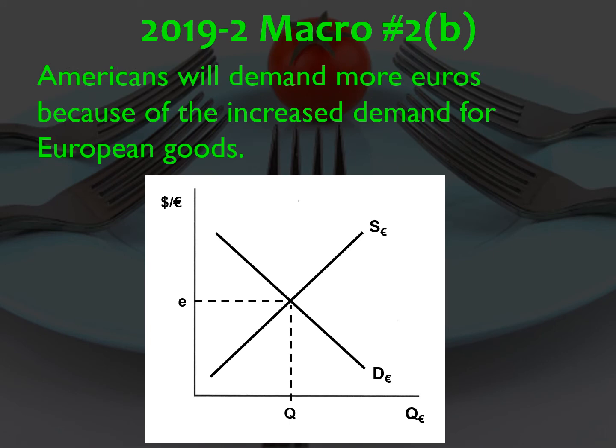Now, because Americans have higher income, they're going to demand more European goods to import into America. To get those European goods, they're going to demand more euros. So the demand for euros increases, thereby strengthening the euro, increasing the exchange rate of the euro relative to the dollar.